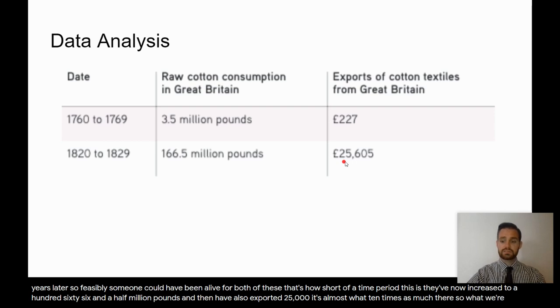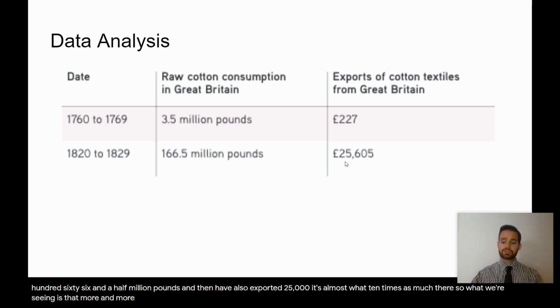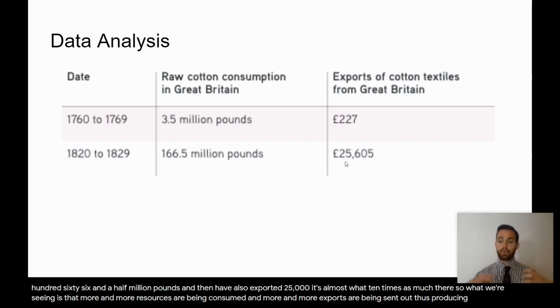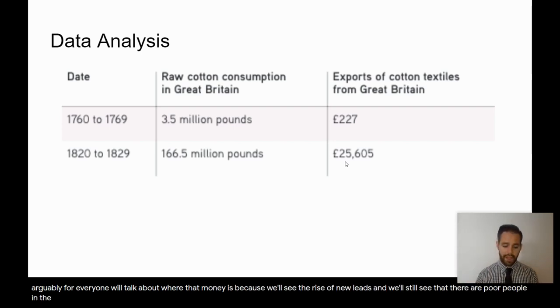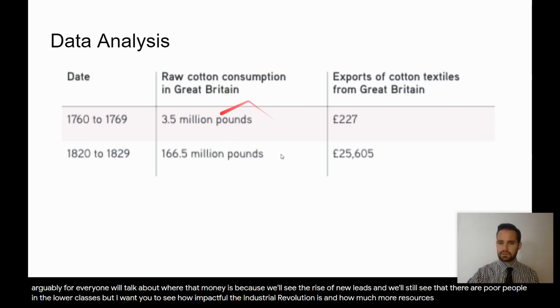So what we're seeing is that more and more resources are being consumed and more exports are being sent out, thus producing more money for, arguably, everyone. We'll talk about where that money is going in subsequent lectures, because we'll see the rise of new elites and we'll still see that there are poor people in the lower classes. But I want you to see how impactful the Industrial Revolution is and how much more resources are being consumed.